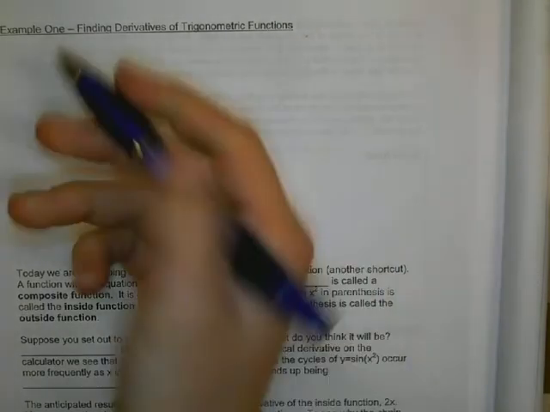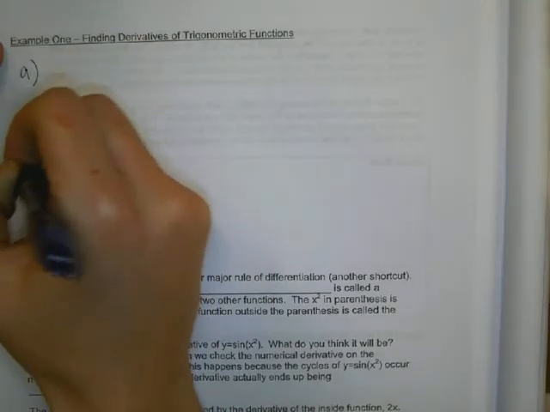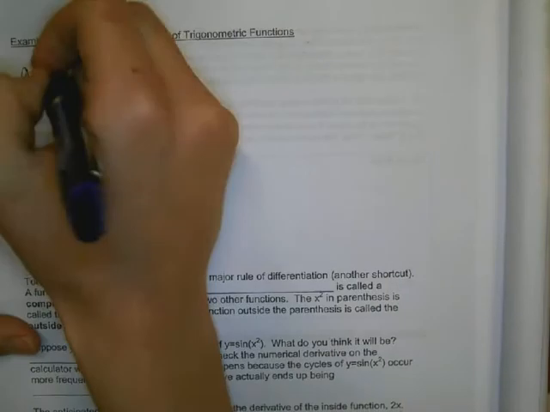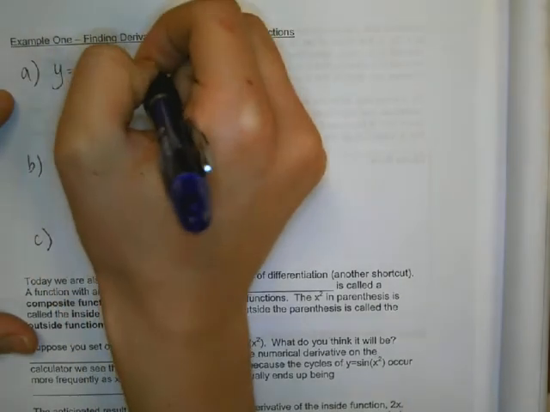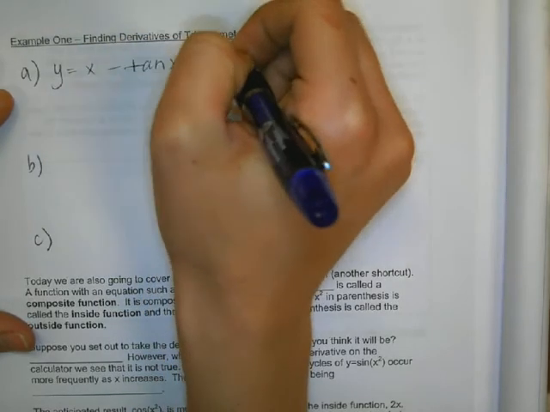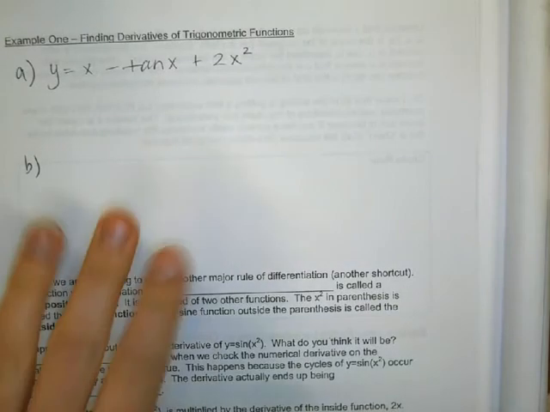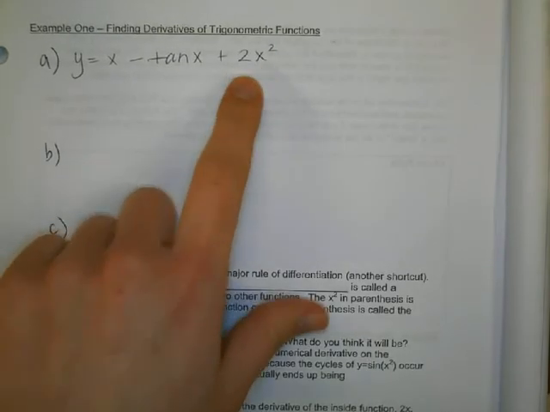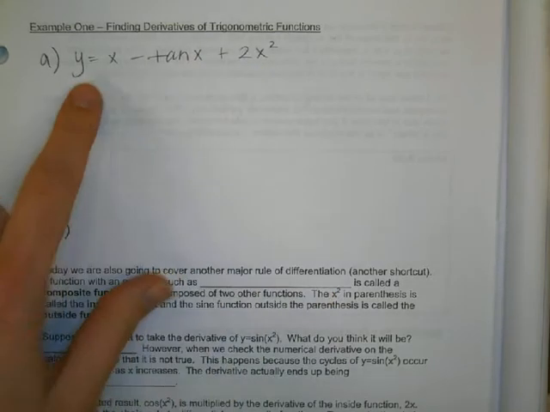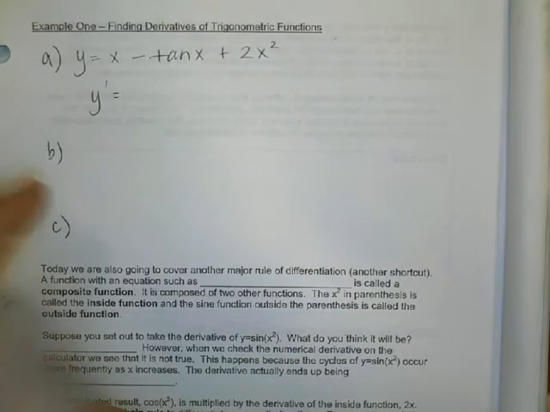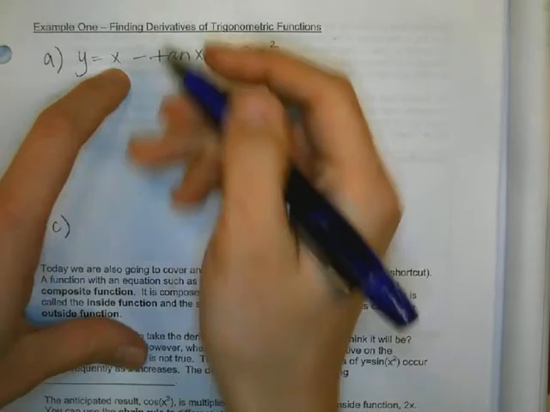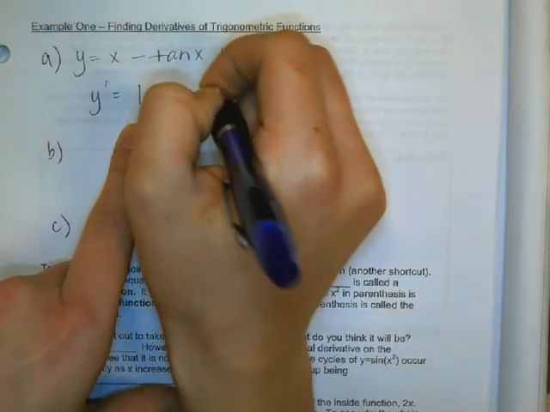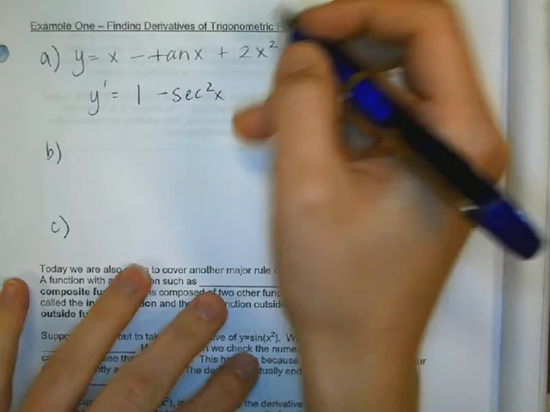Alright, let's start with making an A, a B, and a C. The first one that we're going to look at is y equals x minus tangent x plus 2x squared. Okay, so we have a linear combination of functions here. You have a linear function, you have a tangent function, and you have a quadratic function. To find the derivative of this whole function, you take the derivative of each piece. So the derivative of x is 1. The derivative of negative tangent is negative secant squared. And the derivative of 2x squared is 4x.